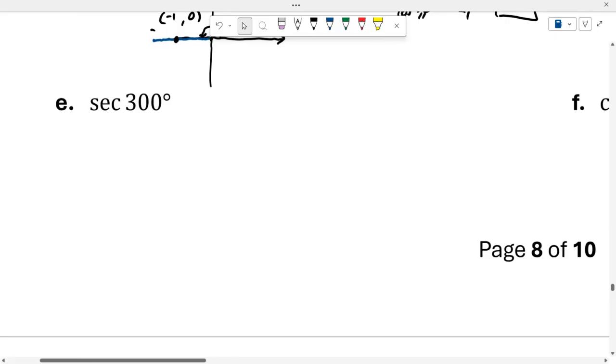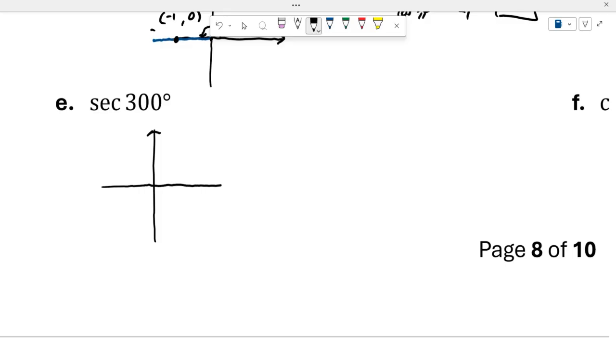All right, E. So for E, we've got the secant of 300 degrees. Again, kind of like D, I'm going to completely ignore the fact that we're dealing with secant for a second, because that's not going to do you any good if you don't know where you are. You got to figure out where you are first, then you deal with evaluating the trig function. But we just got to think about where is 300 degrees on the unit circle.